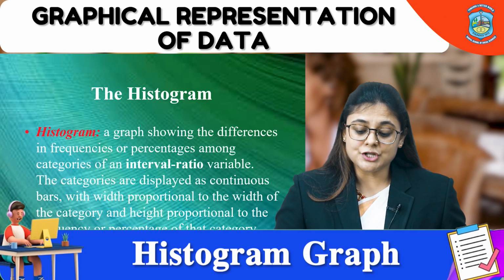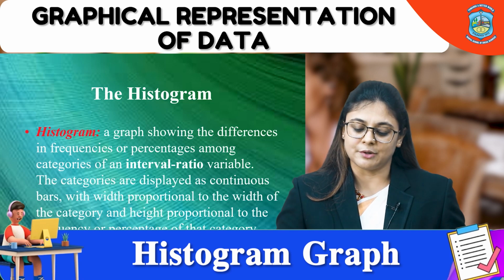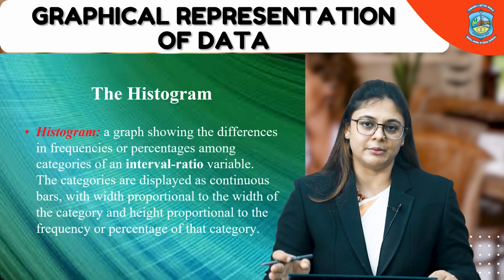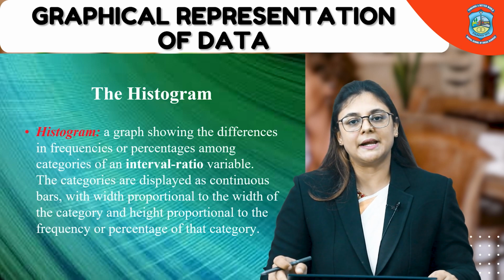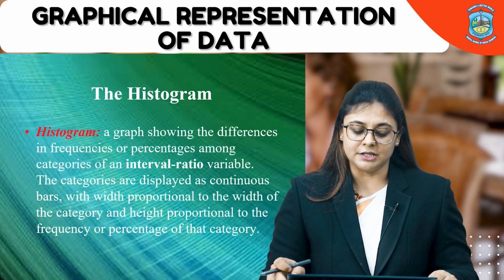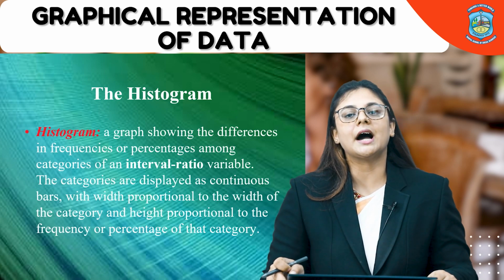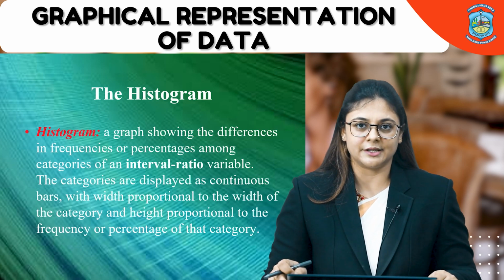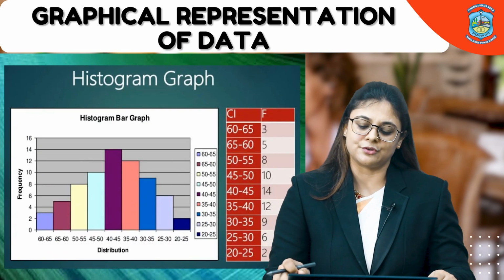It is a graph showing the differences in the frequencies or percentage among categories of an interval ratio variable. The categories are displayed as continuous bars with width proportional to the width of the category and height proportional to the frequency or the percentage of that very category. This is an example of a histogram.